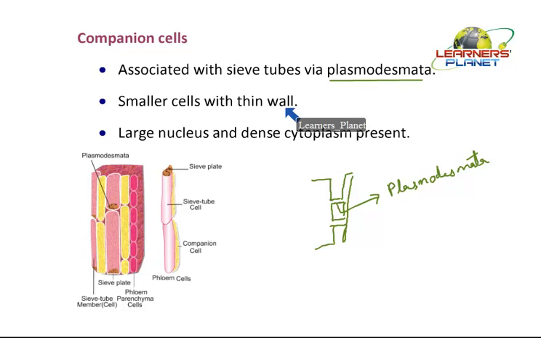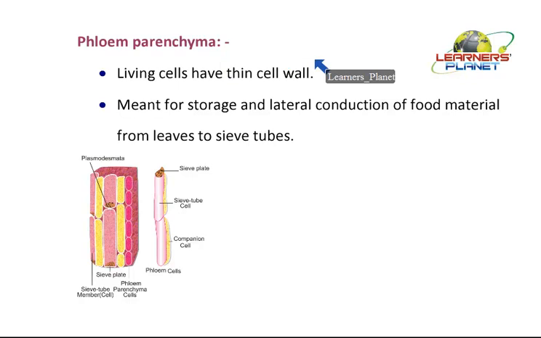Besides this, they have to control their own functions, their own growth, as well as the growth of the sieve tube. So they have a large nucleus and dense cytoplasm, and thereby they are able to control and interconnect with the surrounding tissues. Next part is phloem parenchyma. These phloem parenchyma are living cells having a thin cell wall.